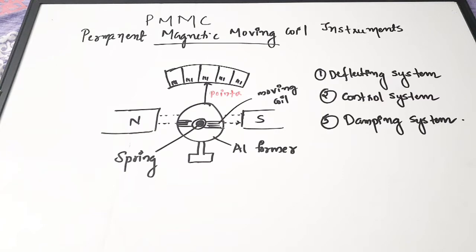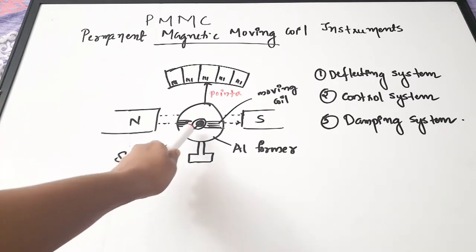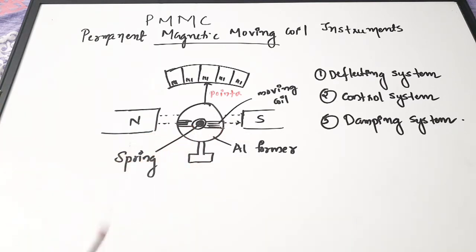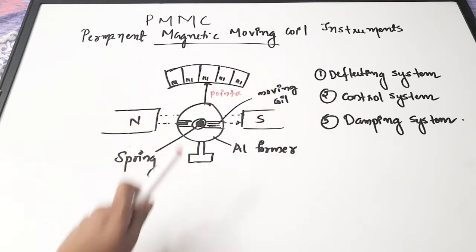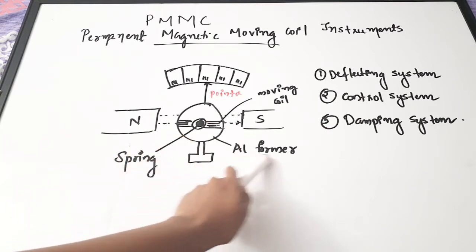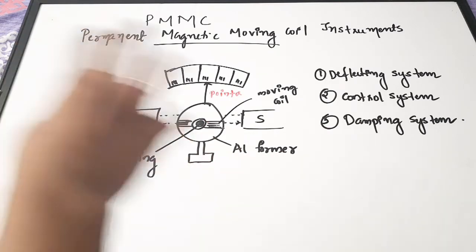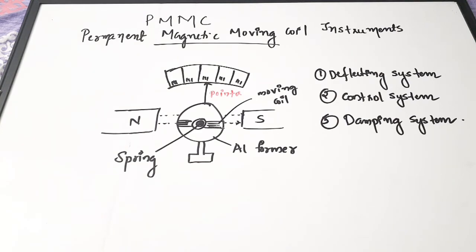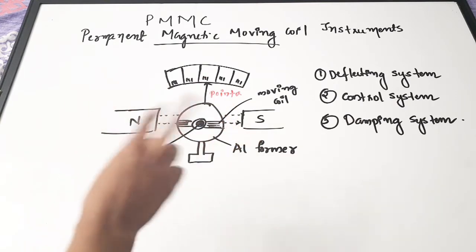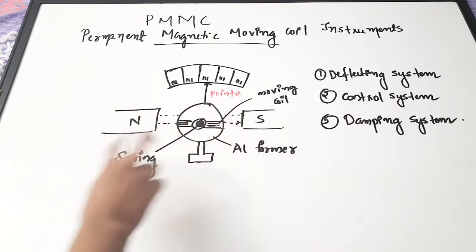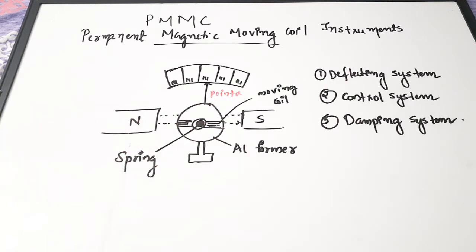The first one is the deflecting system. I'm going to explain with the help of this figure. The deflecting system consists of a coil made of copper. You can see here the moving coil, and this copper coil is wound on an aluminum former. This coil is placed in between the poles of a permanent magnet. You can see there is a north pole and a south pole.